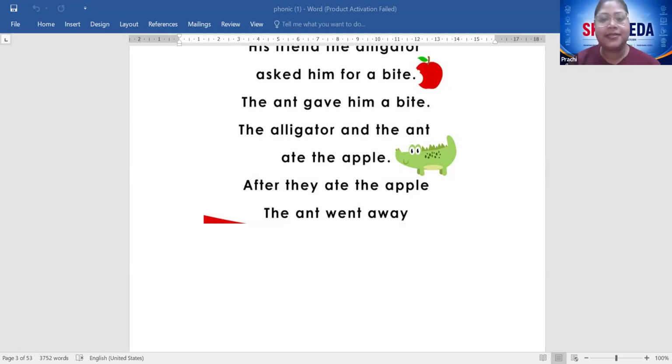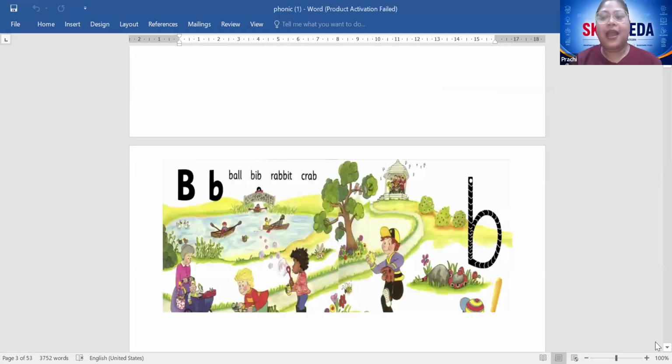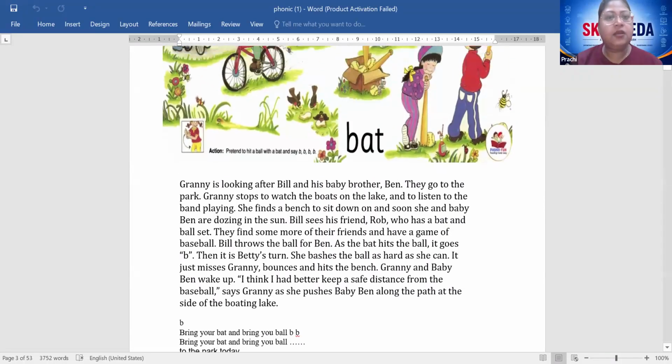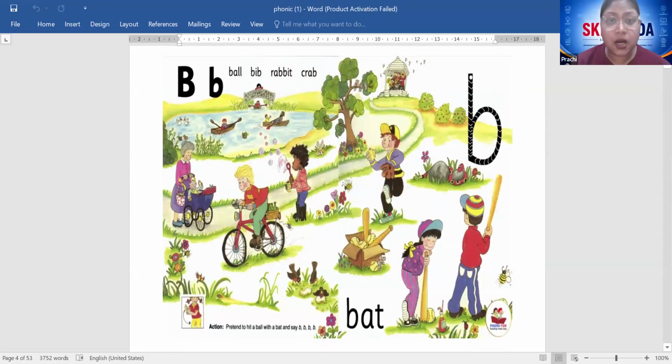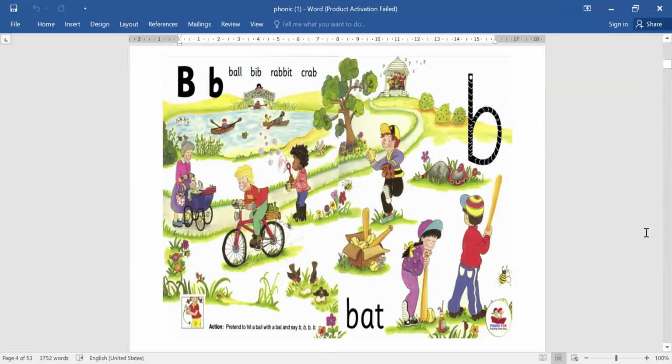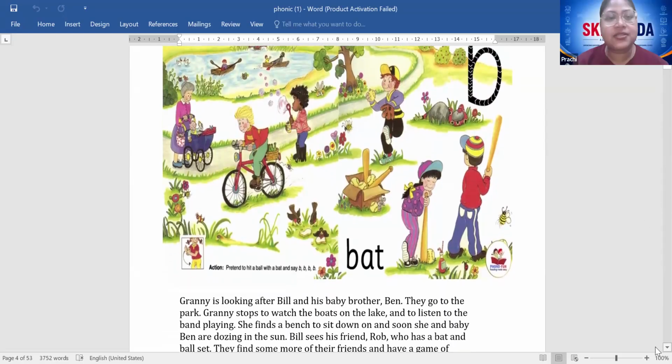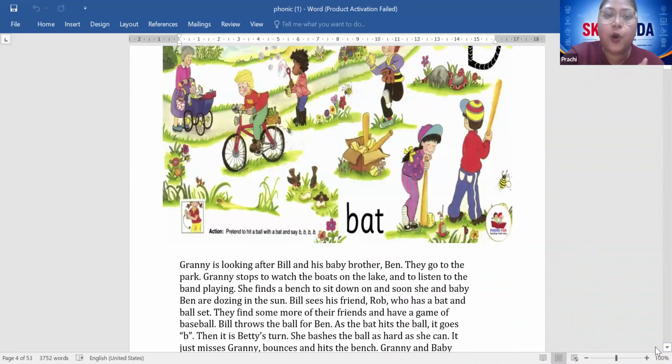Now let's come to the next letter, letter B. Capital B, small b. The sound of letter B is b, b, b. The action is to pretend to hit a ball with a bat and say b, b, b. Join both your hands and make a bat formation, as if you are holding a bat and the ball is coming and you are hitting the ball. B, b, b.